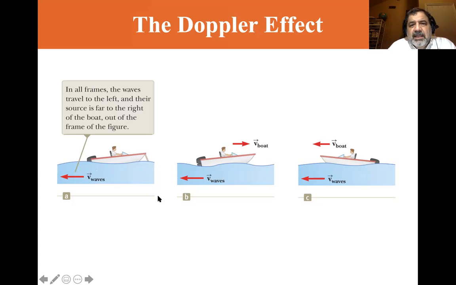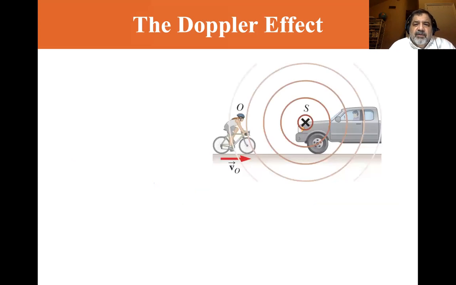Well, if you're in B, let's stop that. If you're in B, there's no more explanation. If the waves are still coming at you at one every 3 seconds and you're traveling toward them, those waves are going to hit you much sooner. They're going to be less than one every 3 seconds. Now, if you turn the boat around and you're going with the waves, it's going to take more time. They're going to be greater than 3 seconds, and so that's kind of the concept of the Doppler effect.